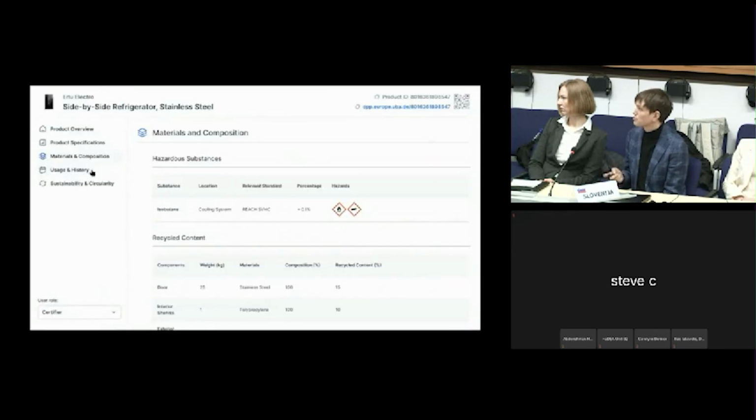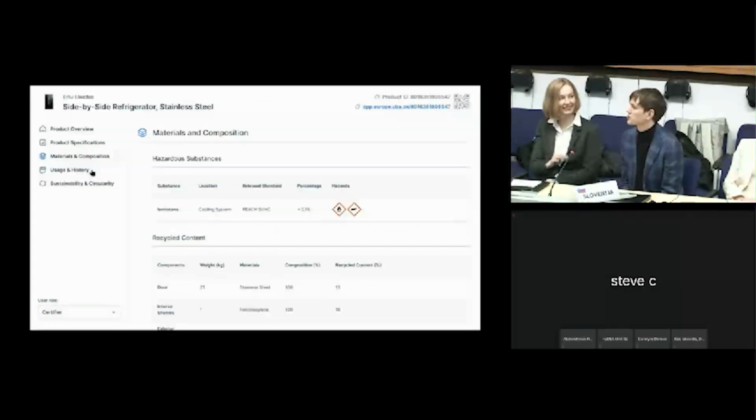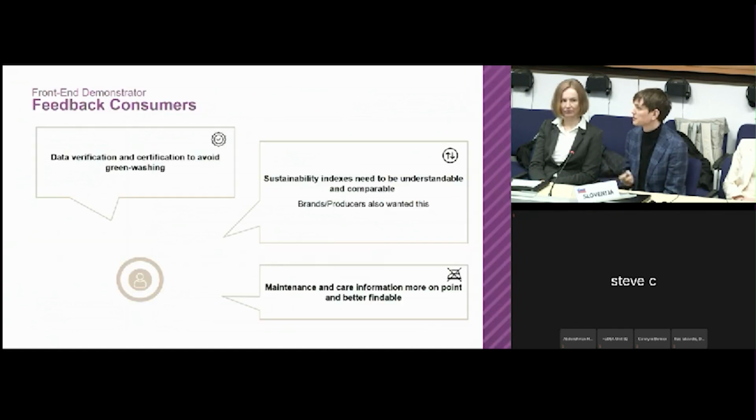And which we don't see because we have the wrong version of the presentation here, unfortunately. We also have user manuals there, for example, repair instructions, etc., on another section. Let's look at the conclusions, which we received after we tested the front-end demonstrator.